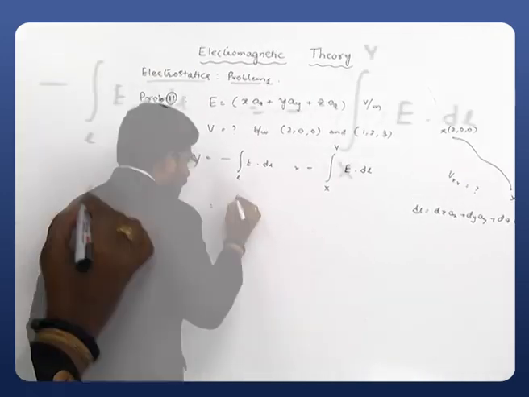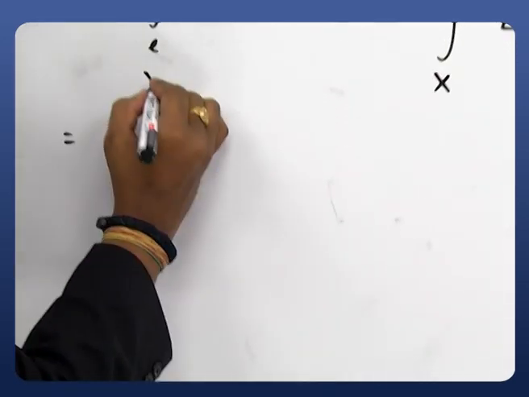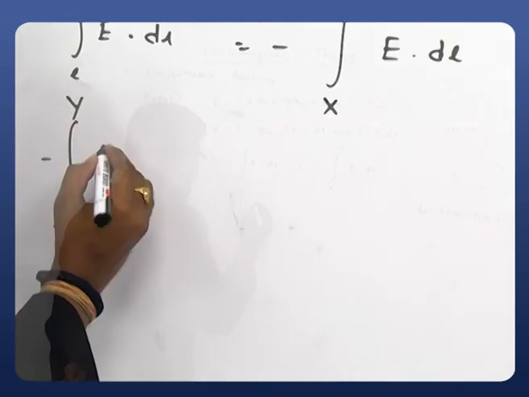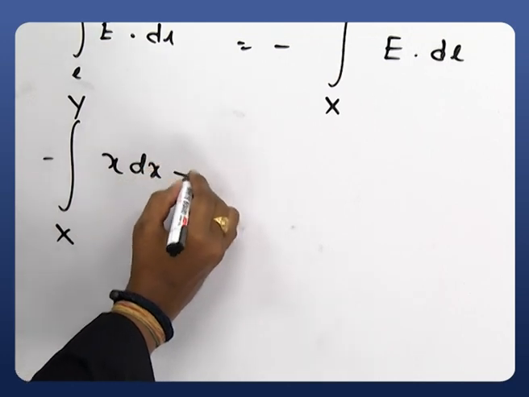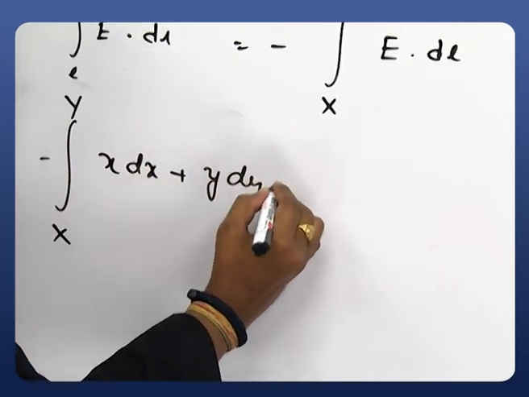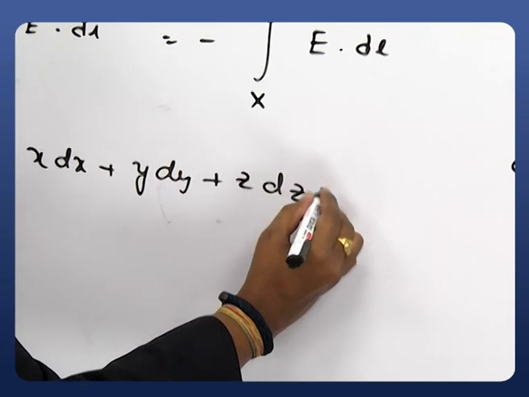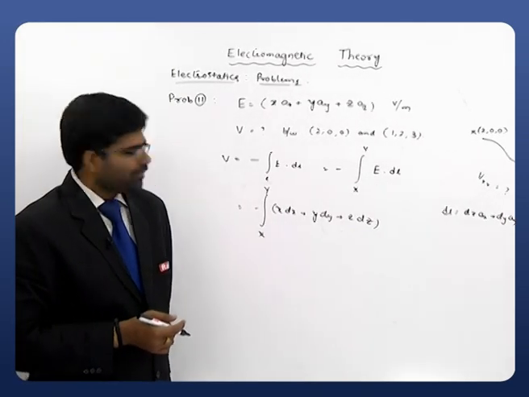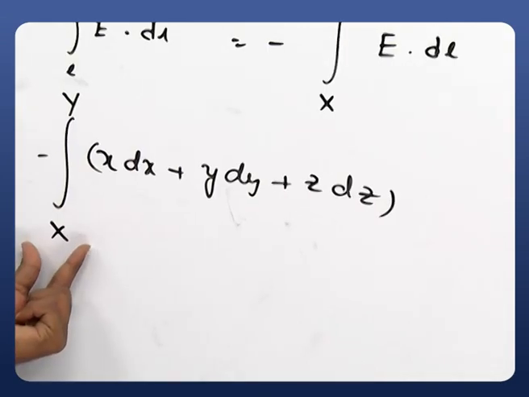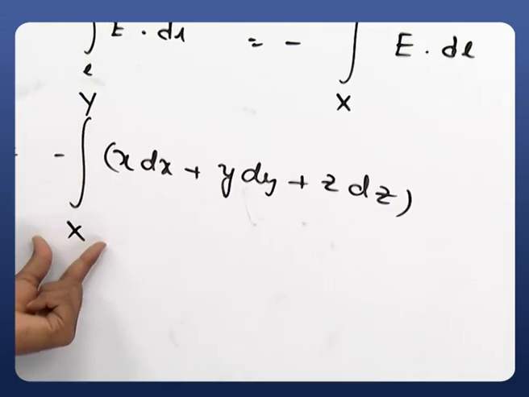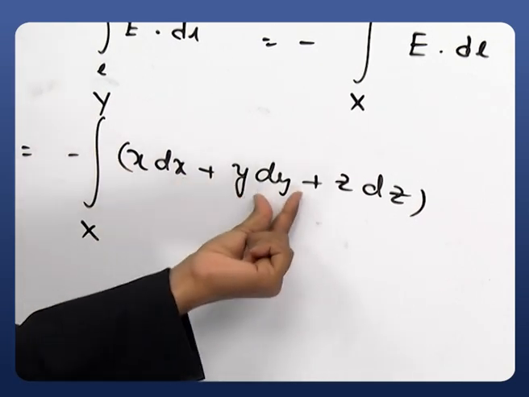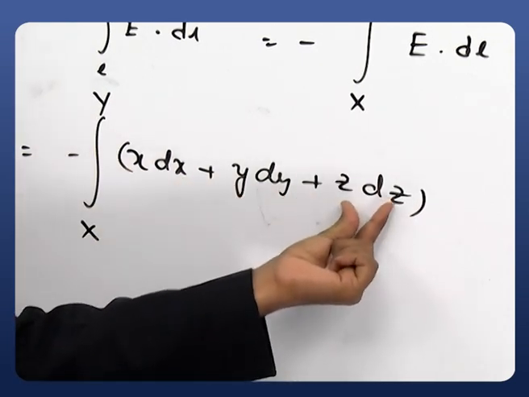V can be written as minus the integration from point x to point y, and if you take the direct dot product, what we get is x dx plus y dy plus z dz. This is a simple equation, right? Now how do we obtain this particular integration? To obtain it, we need to substitute the limits. The limits for x, the limits for y, and the limits for z we are supposed to take.